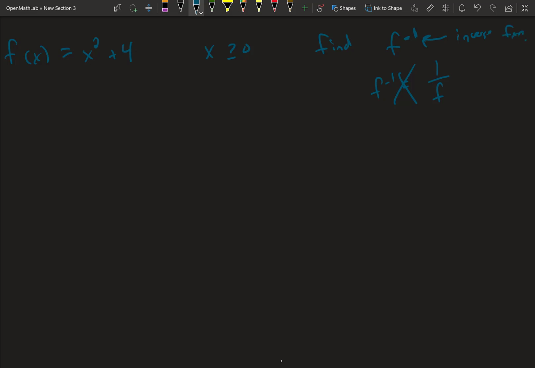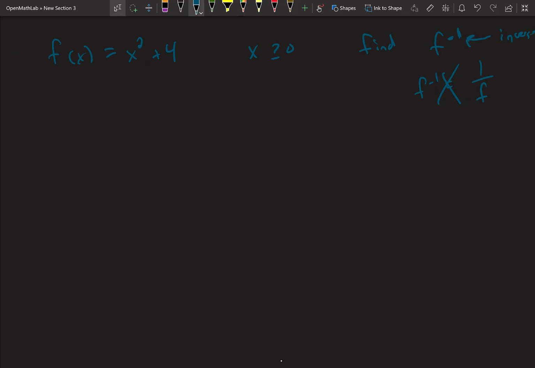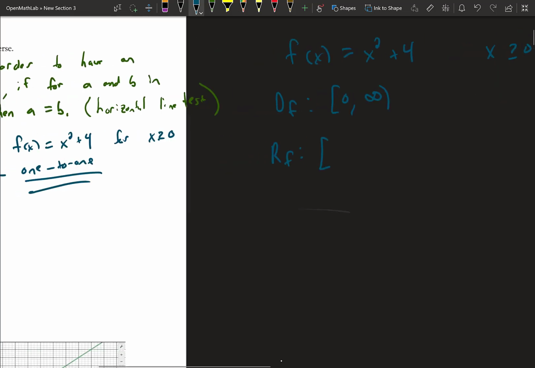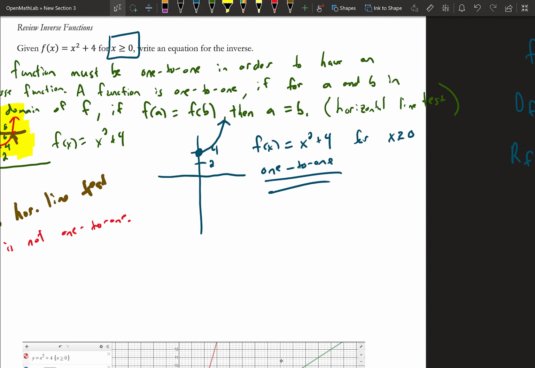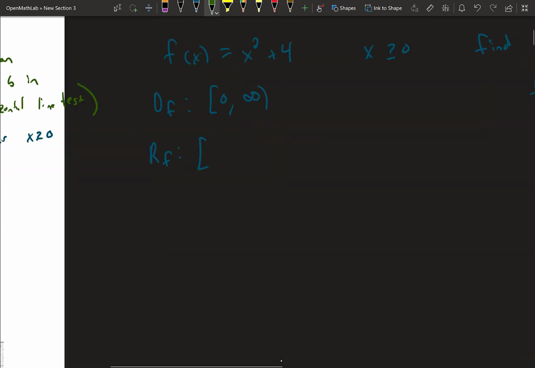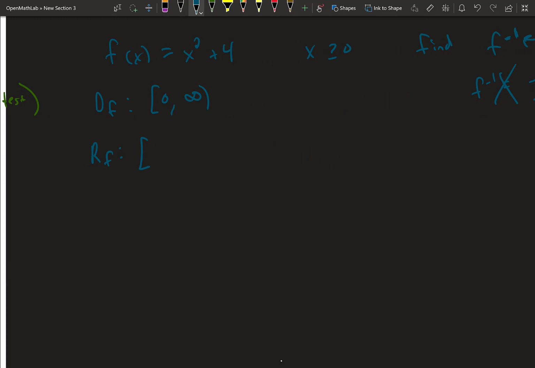Let me write something really quick. The domain of f, we're restricting to be 0 to infinity, so I'll write that in interval notation. And the range of f we can gather from looking at the graph. The range would be the y values. Notice the smallest y value is at 4, and it goes up forever, so the range of f would be 4 to infinity.